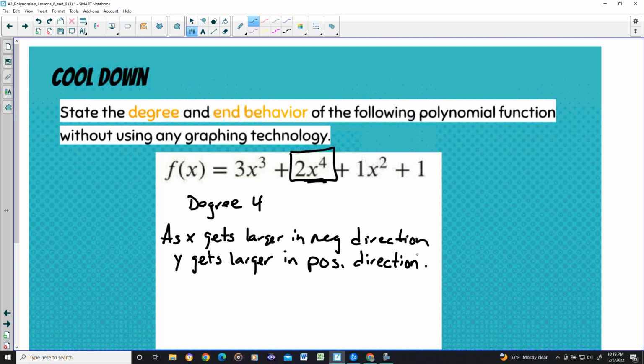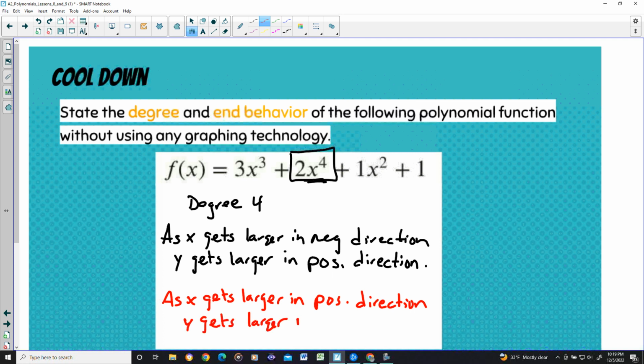And then the sister statement to that is what happens in the positive. And as you can imagine, positive numbers, this is all going to be positive, right? So as x gets larger in positive direction, y gets larger in positive direction. There you go. And so that's the big idea.